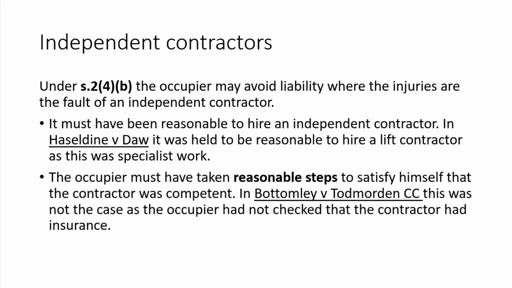The occupier must have taken reasonable steps to satisfy himself the contractor was competent. So you can't just drag in any old person off the street. In Bottomley v Todmorden Cricket Club, this was not proved because the occupier hadn't checked that the contractor who was going to run a fireworks display had insurance. So here, just think about sensible things that they might have done. Did they take references? Did they check that the person was competent in some way? Did they come highly recommended? What further steps could be taken?